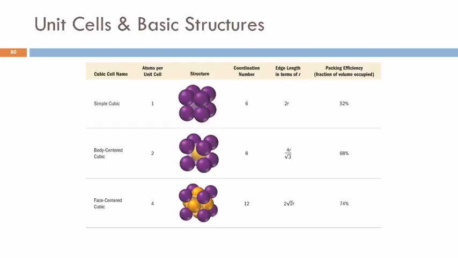So here are 3 of the different unit cells. There's simple cubic, there's body-centered cubic, and there's face-centered cubic. And this is kind of an overall summary table. We see here the number of atoms per unit cell, the coordination number, the length of an edge in terms of the radius of the atom, and the packing efficiency. And so we're going to talk about each of these individually.